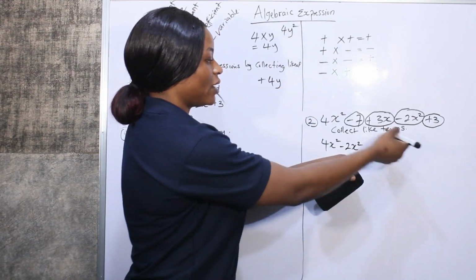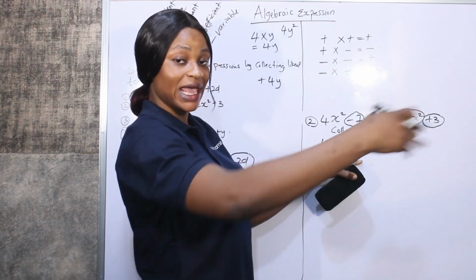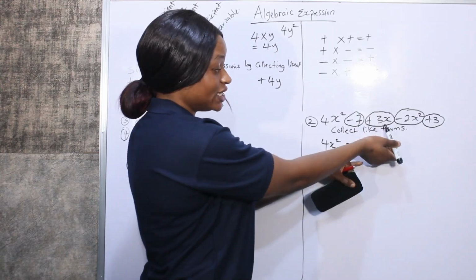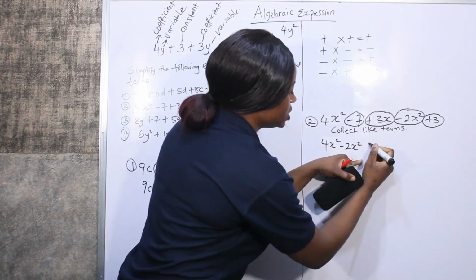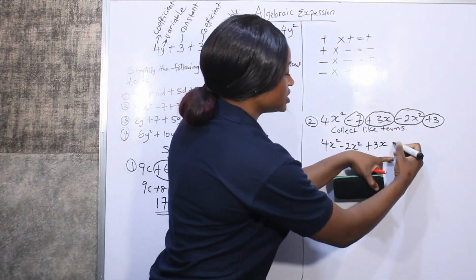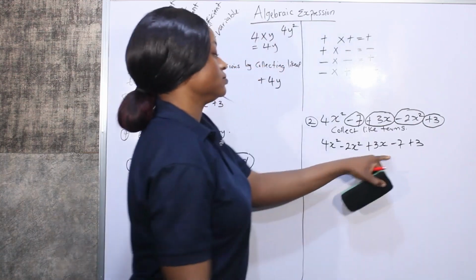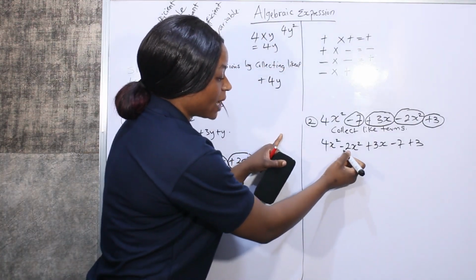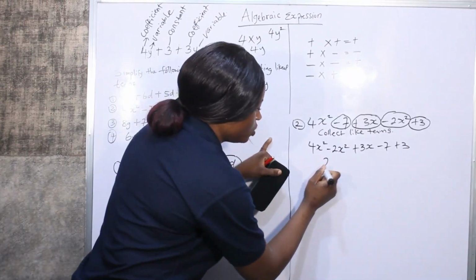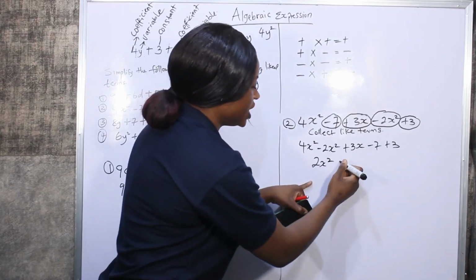Good. Now the next one to bring is what? Plus 3. Remember I told you that the constant should be at the ending of the expression. And you know minus 7 is a constant. So you have to take this one that has a variable. So plus 3x. Now the constant. Minus 7 and plus 3. So 4x squared minus 2x squared will give you 2x squared. So you bring down your 2x squared here. Plus 3x.